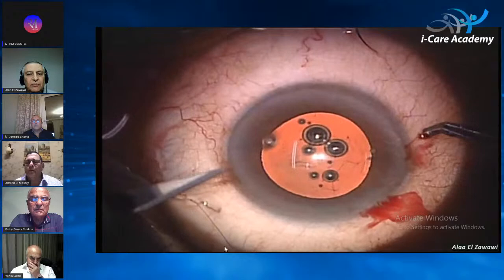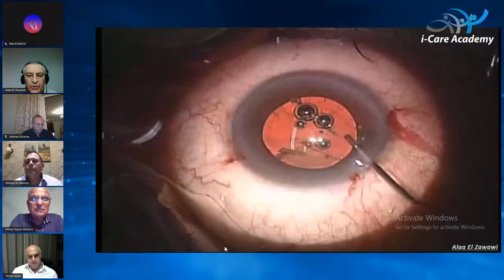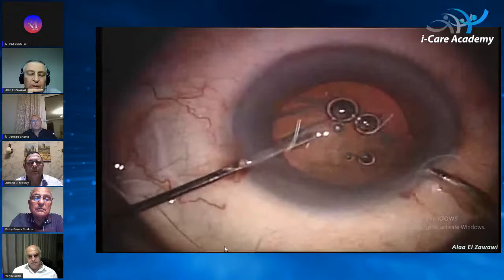And then the cortical cleavage hydrodissection, decompression, and then rotating. And my usual technique, which is divide and conquer, that I like very much. Everything passed well in such condition. Nothing was wrong.